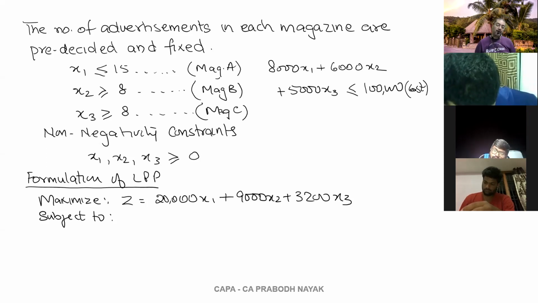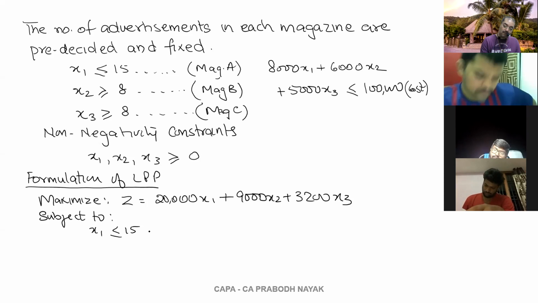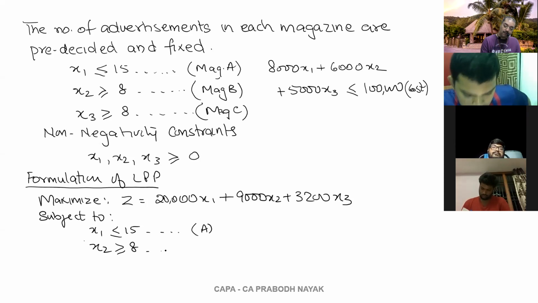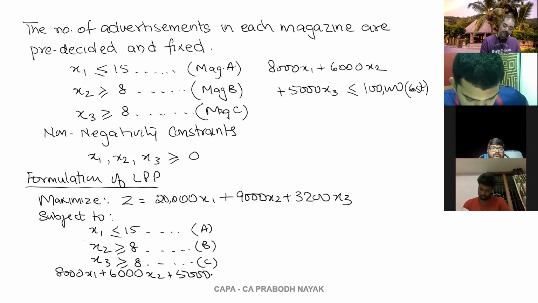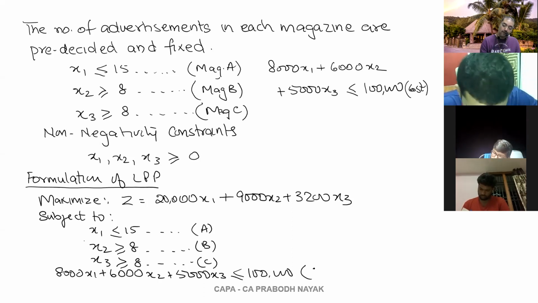So there are 4 constraints and 1 non-negativity constraint. So subject to X1 less than or equal to 15 for magazine A, X2 greater than or equal to 8 for magazine B, X3 greater than or equal to 8 for magazine C, and 8,000 X1 plus 6,000 X2 plus 5,000 X3 less than or equal to 1 lakh. This is the cost or budget constraint.